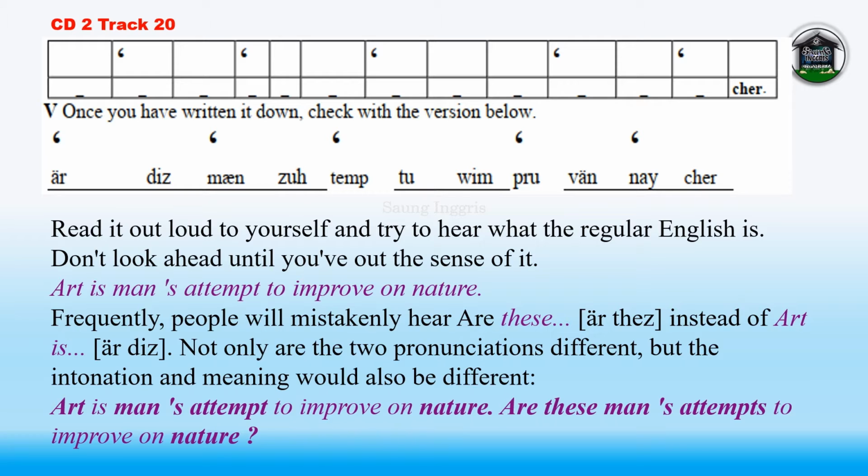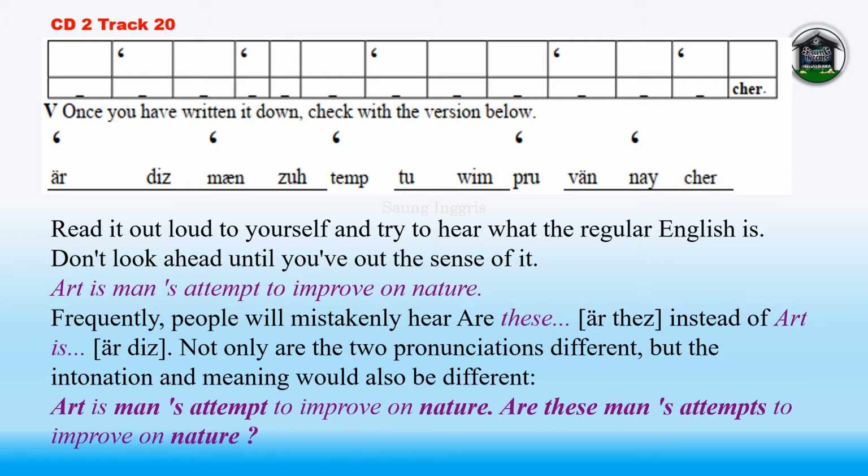Once you've written it down, check with the version below. Read it aloud to yourself and try to hear what the regular English is. Don't look ahead until you've figured out the sense of it. Art is man's attempt to improve on nature.